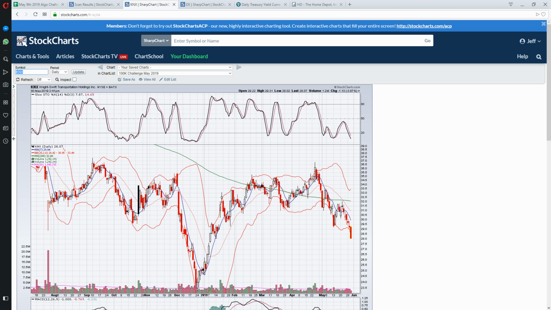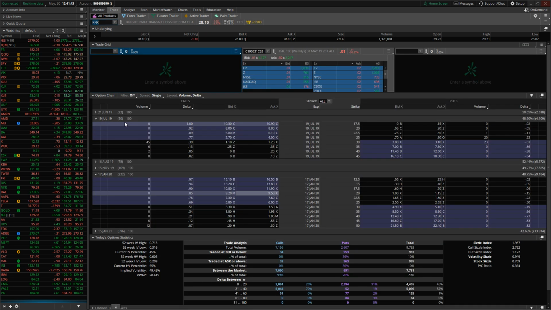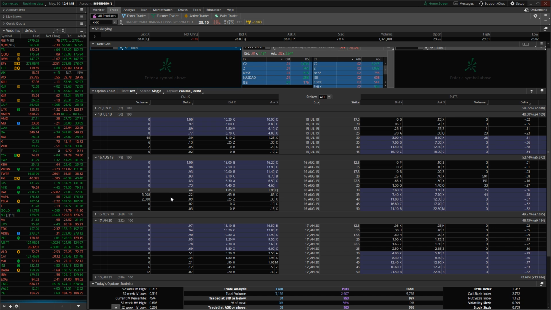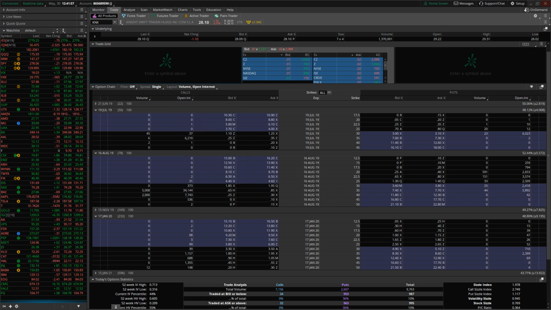Absolute free fall mode. But if we look at the options here on KNX, we're going to see something interesting. We're going to see some pretty hefty volumes around these August options. And I'm going to put the volume and the open interest here. You can see the open interest here for August options on KNX is 34,000. So 5,000 traded today, 2,000 on the strike higher. But this isn't something new. There's some huge open interest here, right? Some huge open interest.